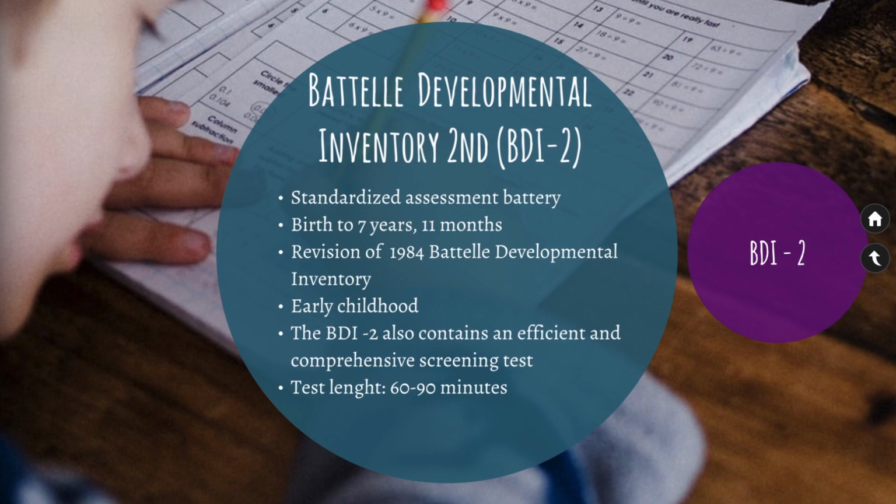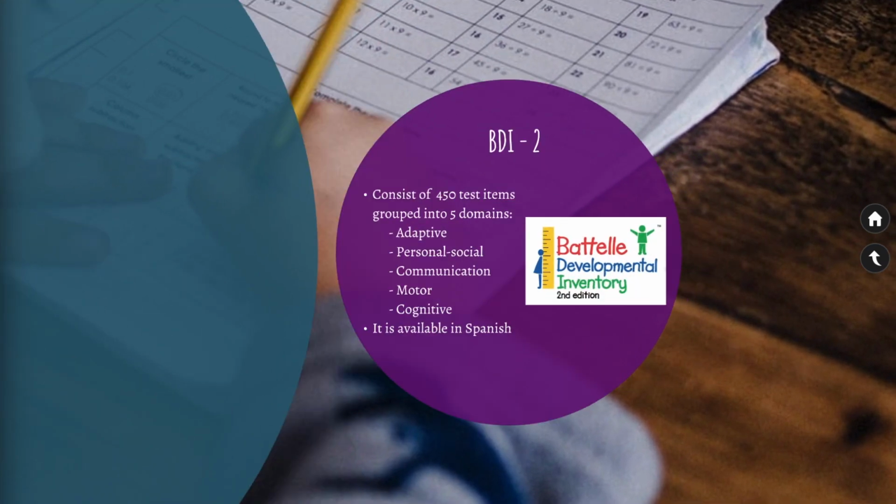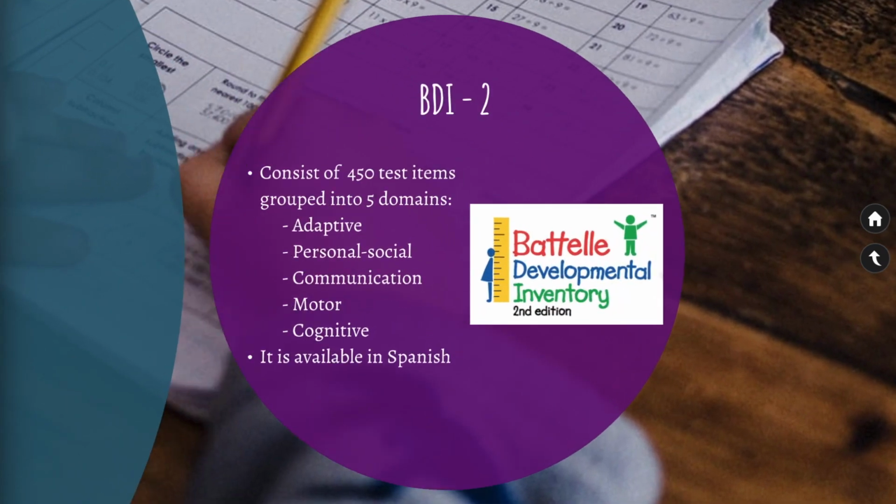It's also an early childhood favorite. The BDI-2 also contains an efficient and comprehensive screening test. The Battelle Developmental Inventory consists of 450 test items grouped into 5 domains. These domains are adaptive, personal social, communication, motor, and cognitive. It is also important to mention that this assessment tool is also available in Spanish.